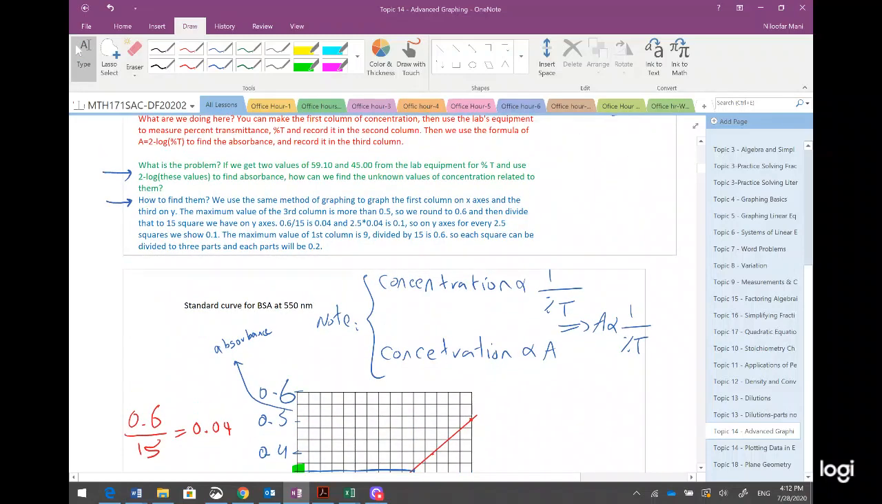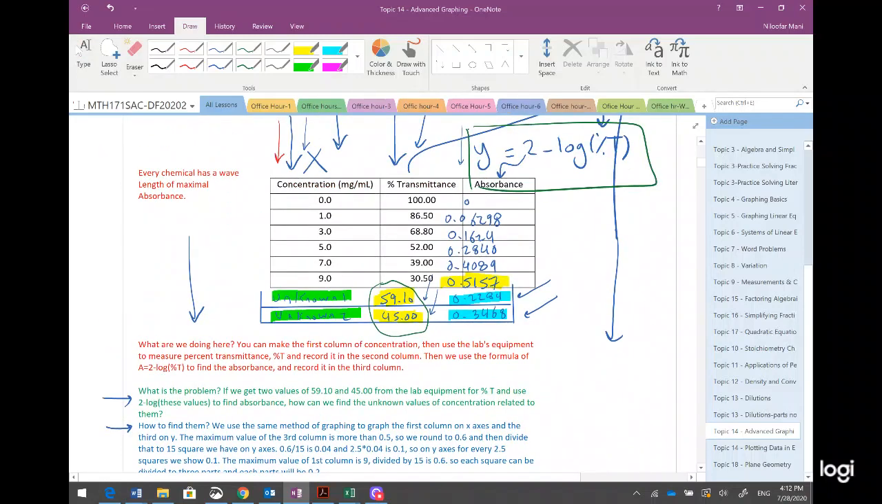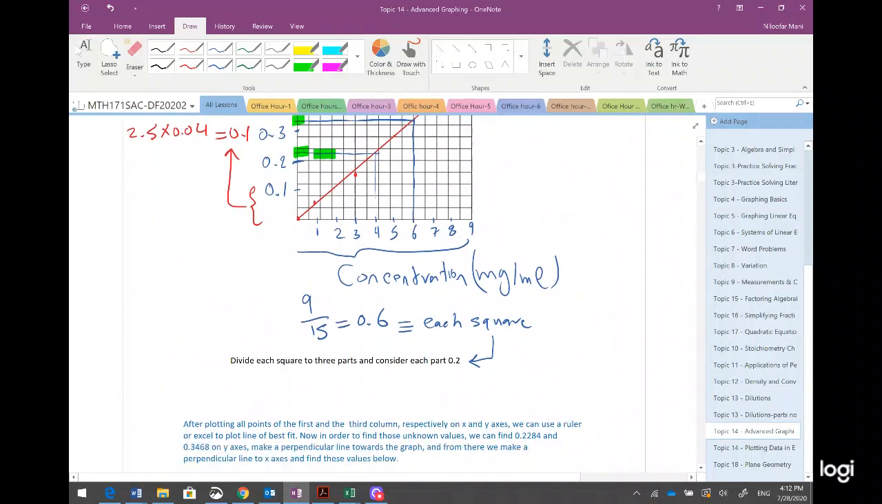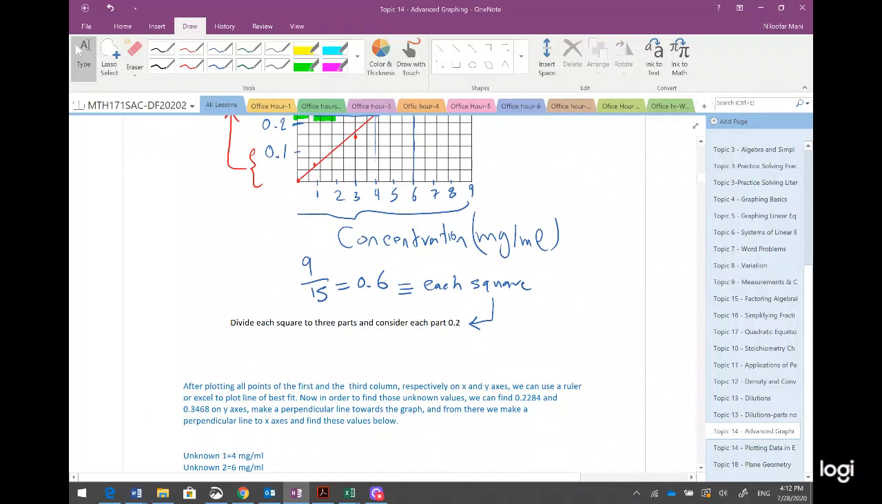Okay, so then I do concentration. Concentration, the maximum value is 9. Okay, so I divide 9 by 15. So it's 0.6 each part. Okay, so you can just divide that and you can say, okay, so 0.6.